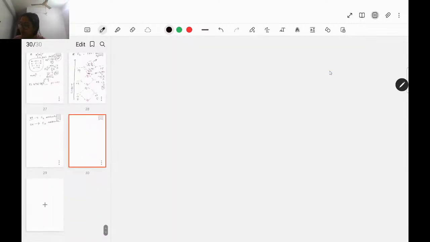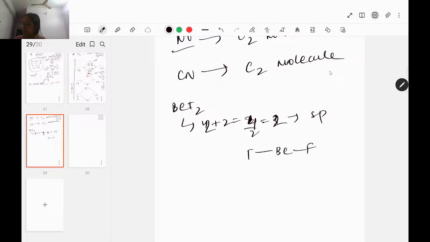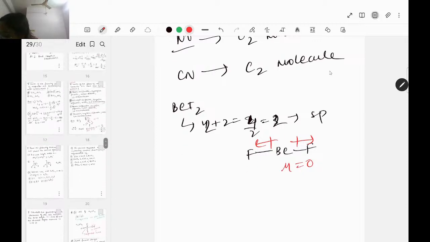Beryllium difluoride, BeF2. Okay, so beryllium is 4 plus 2 is 6 by 2, which is 3. Sorry, beryllium is 2 plus 2, which is 4 by 2, which is 2. So 2 is sp, which means linear. So it is very important to know the hybridization. So beryllium is more electropositive than fluorine. So it is a net mu of 0.